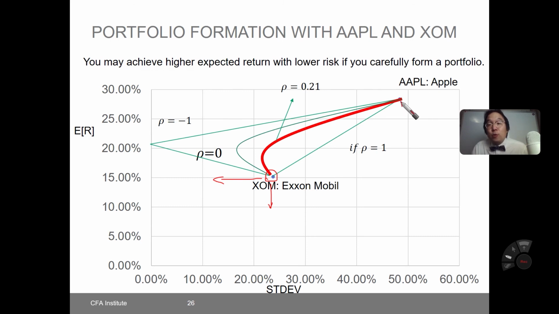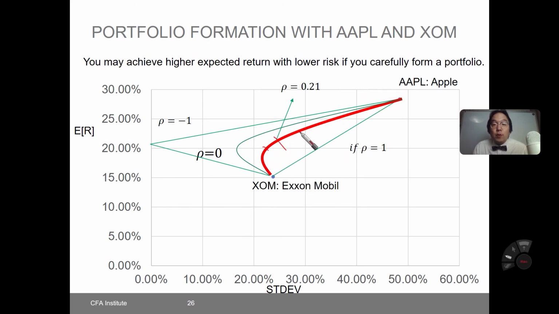How about this portfolio that is 100% invested in Apple, your iPhone, over here? Apple stock's expected return is about 28% historically, and their total risk is about 48 percentage points. So in total risk sense, which stock is riskier? Apple, of course.